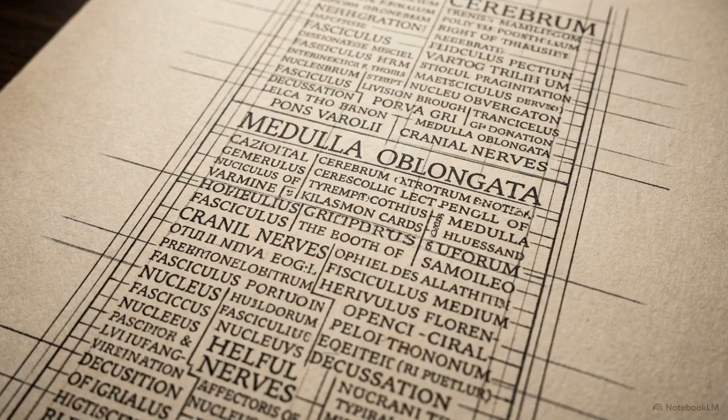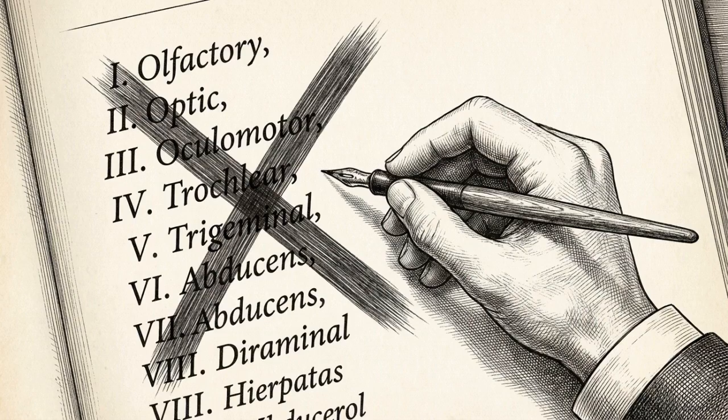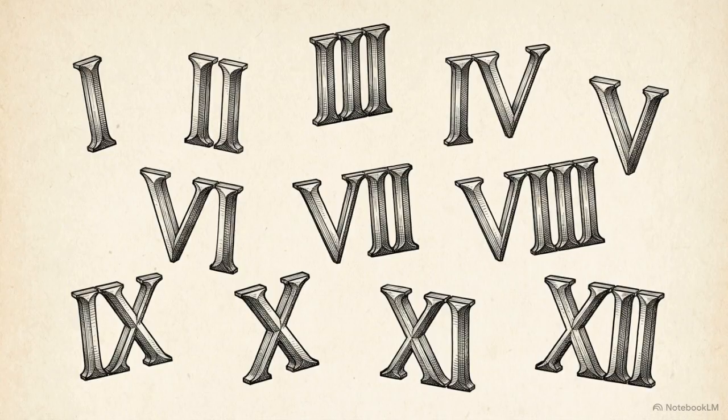The standard approach in medical education is to memorize the cranial nerves as a linear list, from Roman numeral I through 12. But for clinical neurology, rote memorization of this sequence offers almost no diagnostic utility. It treats the nerves as abstract items rather than physical structures.